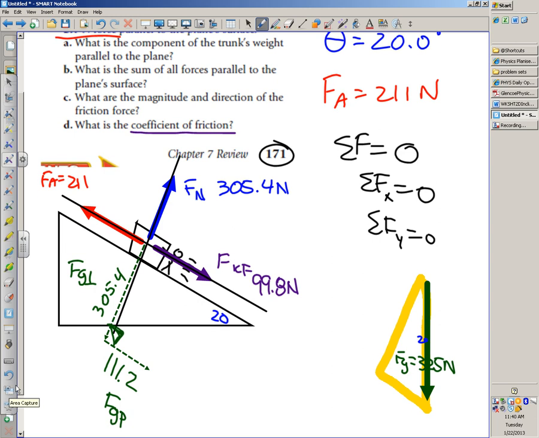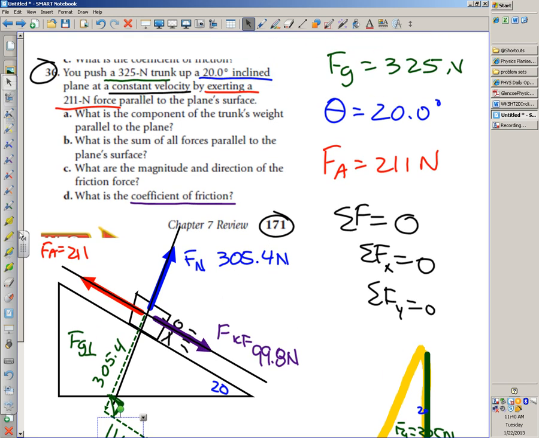We labeled that F_g parallel. And we found out that F_g parallel is 111.2. That's the component of the trunk's weight parallel to the plane. Good there? B, what is the sum of all forces parallel to the plane's surface?